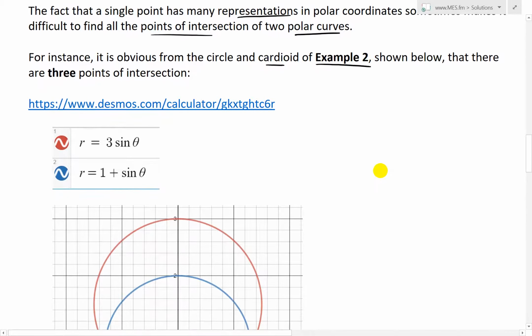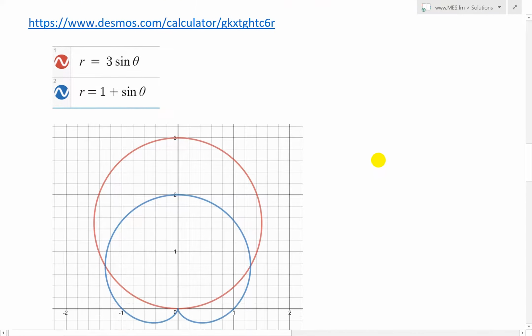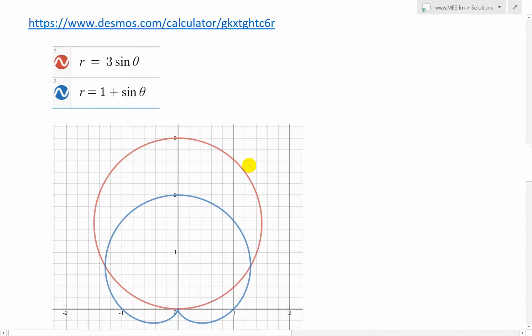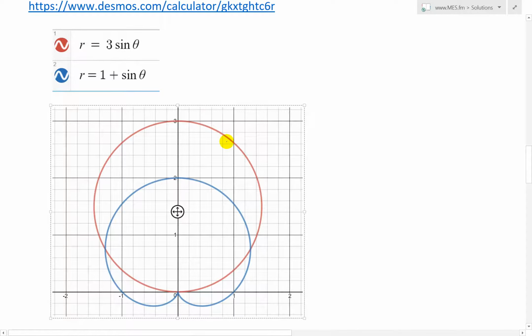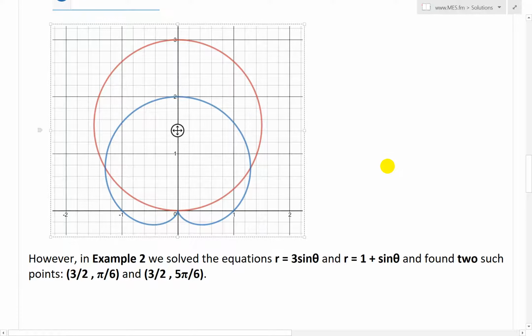Basically, for instance, it is obvious from the circle and cardioid of example 2, so make sure to watch out. Shown below, just to recap, there are 3 points of intersection. This graph is from example 2, where the circle is in red, r equals 3 sine theta, and now we have the cardioid over here. I got these 2 points, but it's clear that this one is as well. I'll call this 1, 2, and that's the third right there.